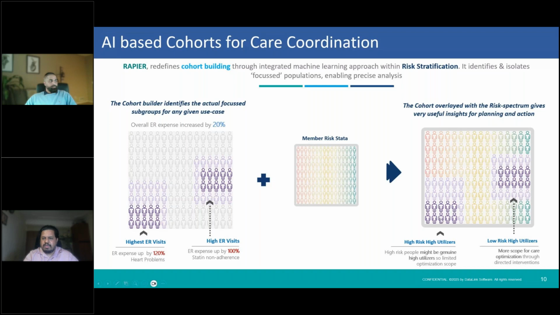Yeah. But on the other side, we have the high risk, high utilizers, which are people who are high risk and they are going to ER because of heart problems. They might be genuine users. So it gives us an insight. Rather than applying the interventions on the whole population, we can apply the interventions in a very prioritized, directed way to the high risk, low utilizers first, and then move on to the other categories. So this is just one use case. There are several use cases that we can do, and we have been working on a lot of cohorts, which we'll talk about in the next slide.